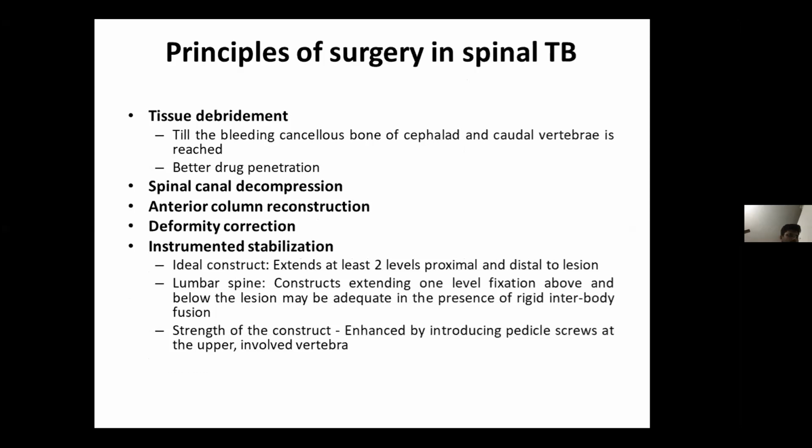There are 5 principles of surgery in spinal tuberculosis. The first principle is obtaining tissue debridement. Second is spinal canal decompression. The third principle is we need to see if there is a need for an anterior column reconstruction. And fourth, if there is a deformity, whether the deformity needs correction. And 5, stabilization or instrumentation. So based on the clinical scenario and the patient profile, at least some of these, if not all, principles need to be followed while planning the surgery in spinal tuberculosis.